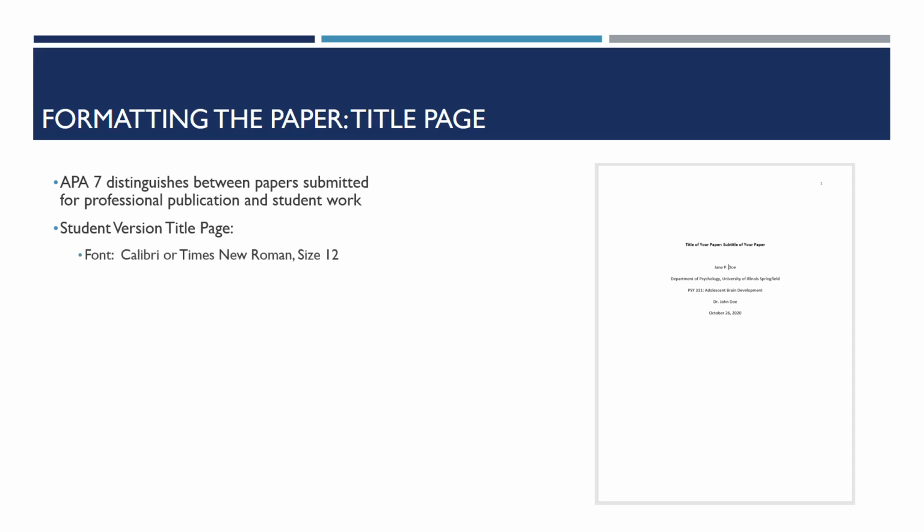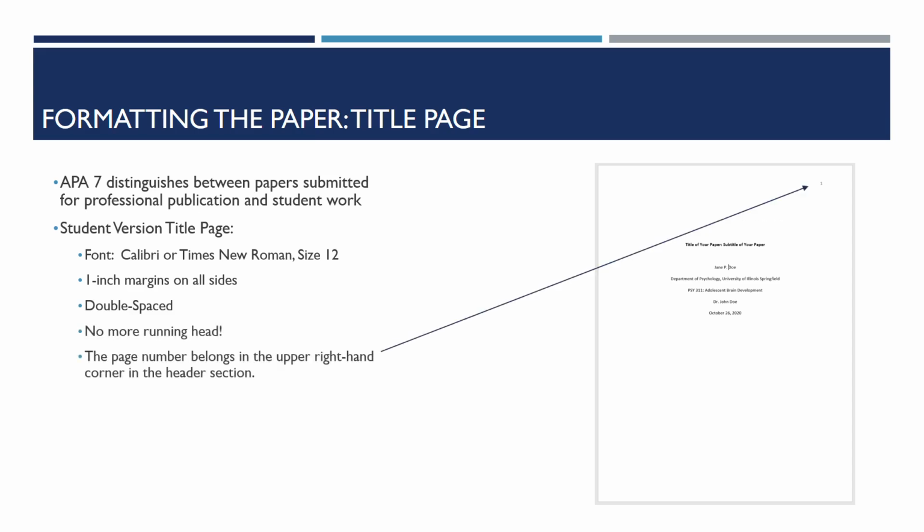Use a basic font type like Calibri or Times New Roman and a typical font size like 11 or 12. Have 1-inch margins on all sides, which is the default, but it's still good to check. Double space everything in the paper. Place the page number right aligned in the header of every page, including the title page, but don't worry about a running head. It's no longer required for student papers.